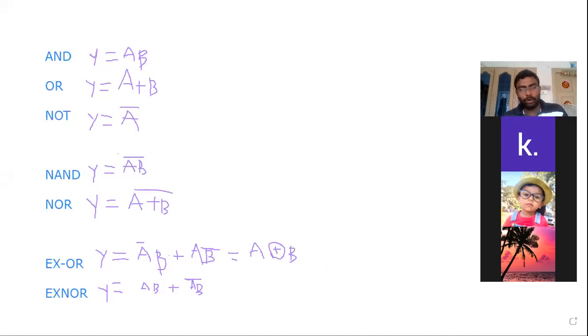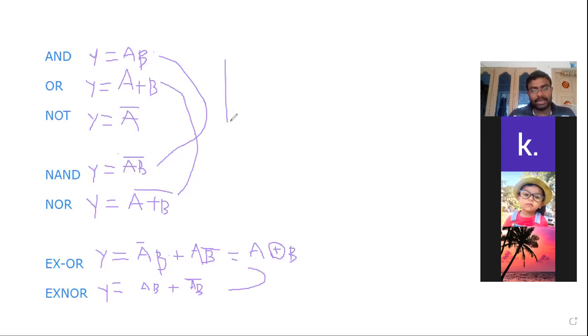The main thing I want you to remember is the AND gate is for multiplication, the OR gate is for addition, and the NOT gate is for inversion. If you invert the AND gate, you will get the NAND gate. If you invert the OR gate, you will get the NOR gate. If you invert the XOR gate, you will get the XNOR gate. Remember these things. These three gates are basic gates, these two gates are universal gates, and these two gates are derived gates.